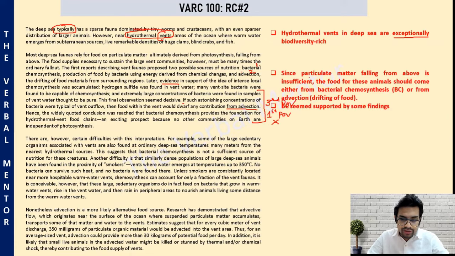So the first point the author makes: since particulate matter falling from above is insufficient, the food for these animals should come either from bacterial chemosynthesis, BC, here on, or from advection, drifting of food. He also makes the point that evidence suggests that BC, bacterial chemosynthesis, is the more probable cause. Bacterial chemosynthesis seems supported by some evidence or some findings. There are, however, certain difficulties with this interpretation.